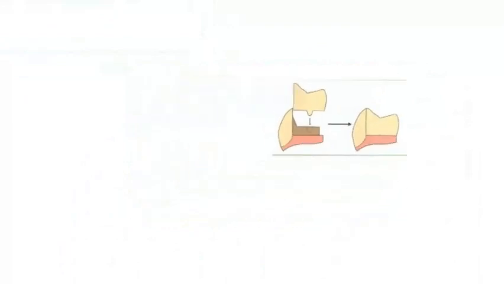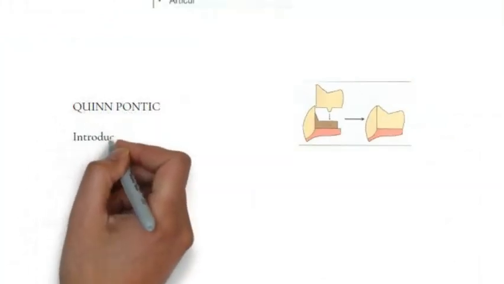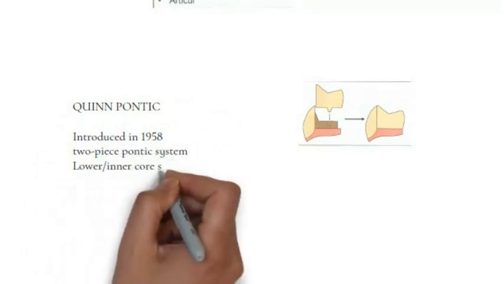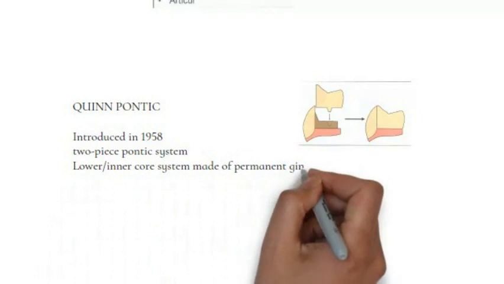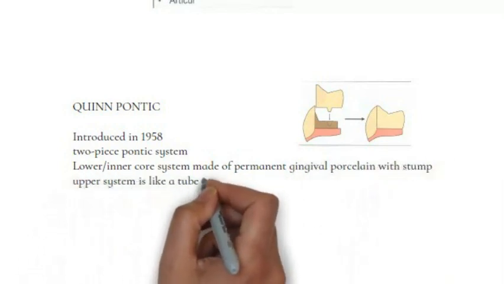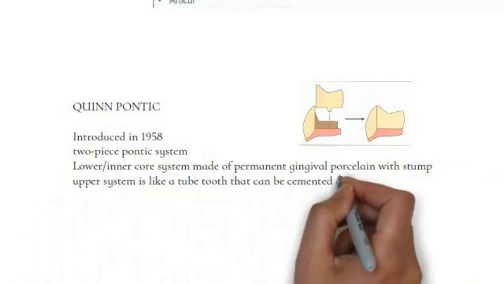Quin Pontic, introduced in 1958, is a two-piece Pontic system. The lower or the inner core system is made of permanent gingival porcelain with stump, and the upper system is like a tube tooth that can be cemented during insertion.